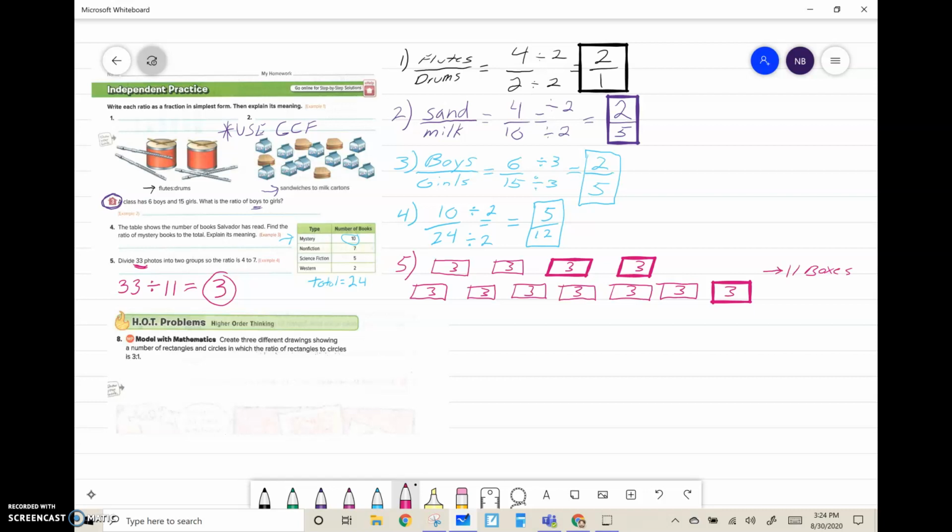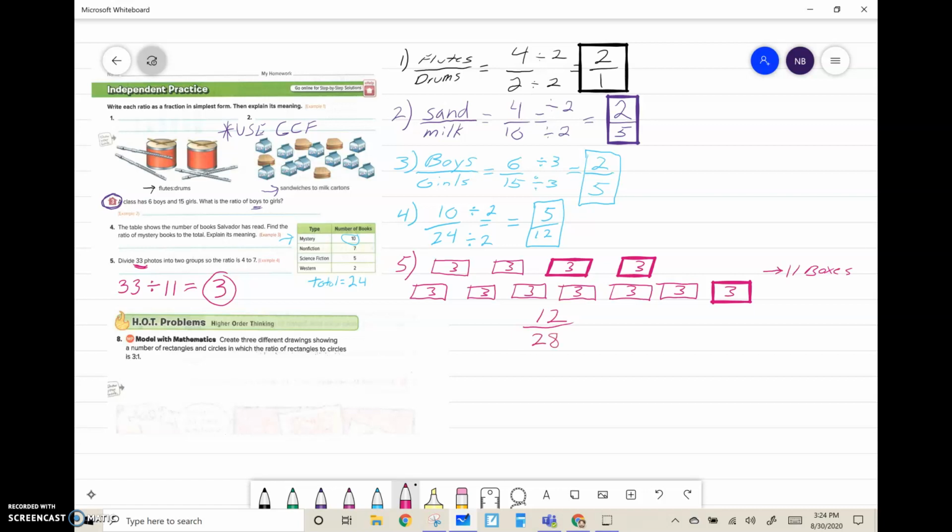And what we can do now is, if you want, we can add up our numbers. So the first row, we have 4 boxes of 3, and that gives me 12. And in the bottom, I have 7 boxes of 3, which gives me 28.